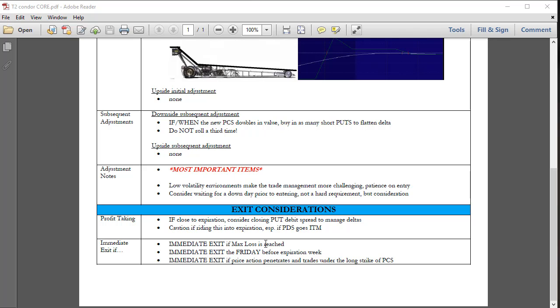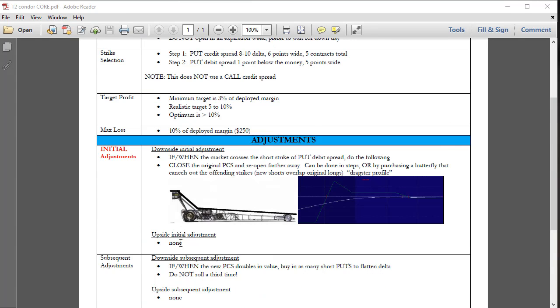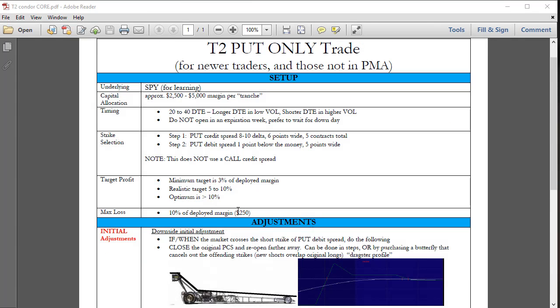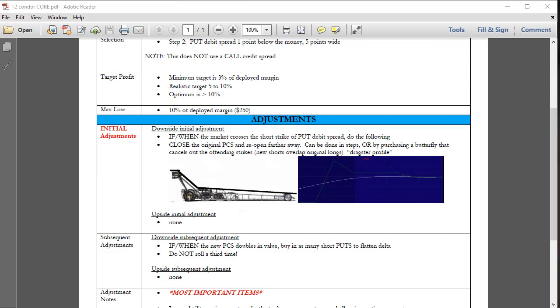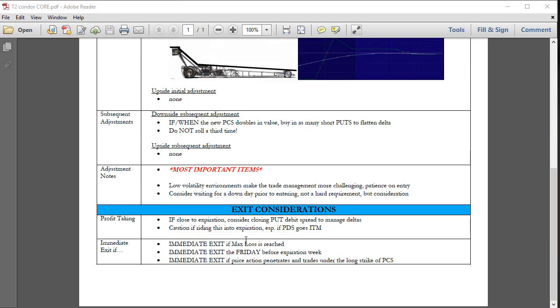Immediate exit if max loss is reached. That's the number one bullet point right there. If your max loss is 10% of your deployed margin, so if you put on a $2,500 trade, then your maximum loss is going to be $250. The instant that that is hit, you close the trade.